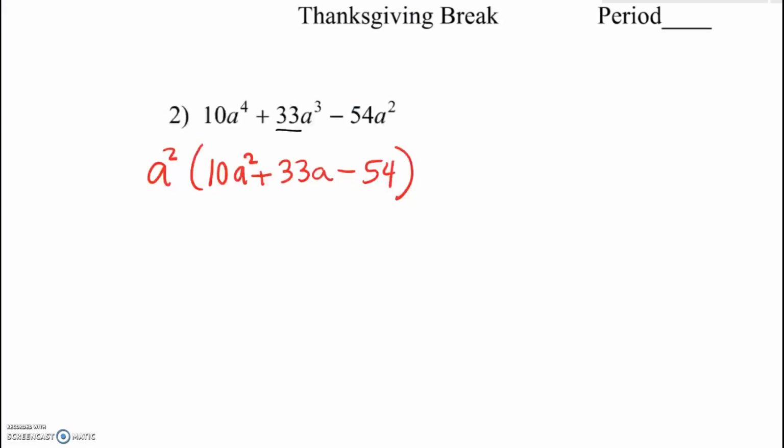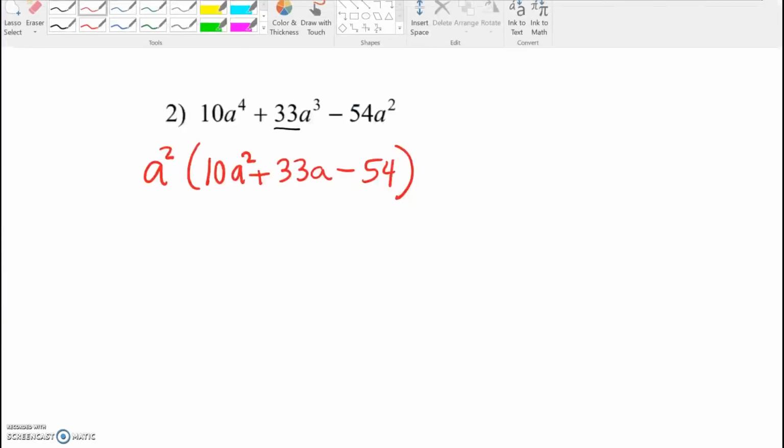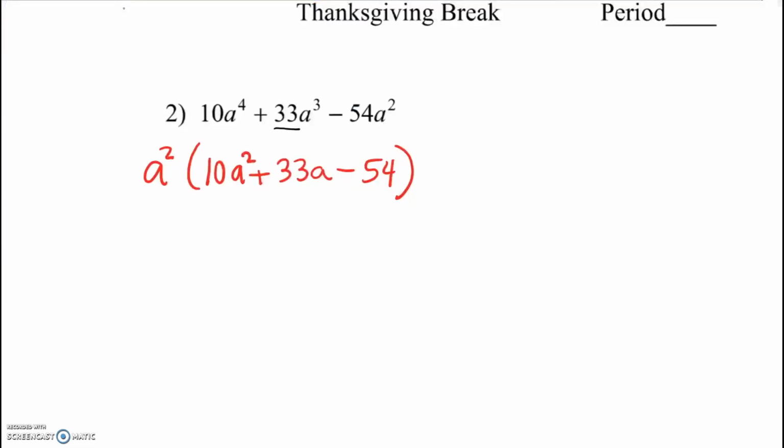So again, I look at this, is this a binomial, a trinomial? I notice that it is a trinomial. So then we are going to go to factoring like this, where the first thing we do is we just break down what multiplies to 10a squared. So I'm going to try 5a times 2a.